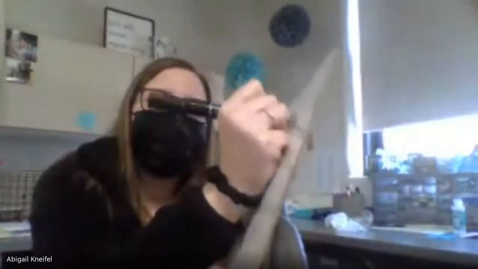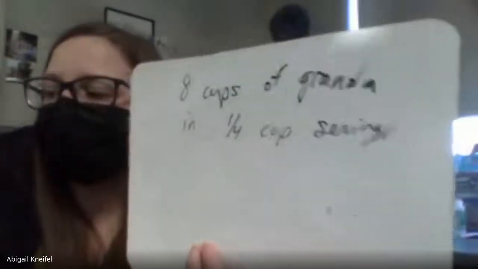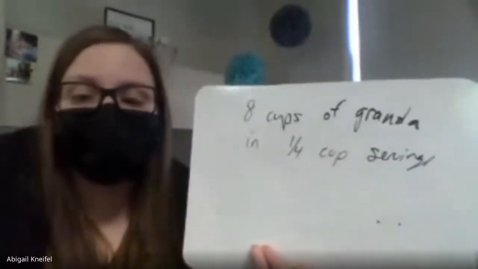Okay. I'm going to read you a word problem now, okay? Ready? So you got to listen for the numbers. Sean divides 8 cups of granola into 1/4 cup servings. So how many servings does he have? 8 cups of granola divided into 1/4 cup servings. How many servings was he able to get out of that granola? There's only 2 numbers here.